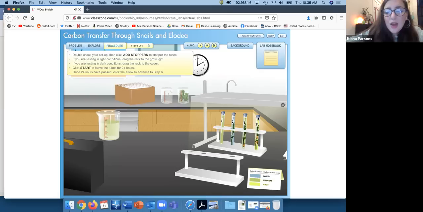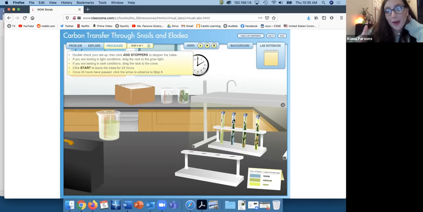So I added stoppers to the test tubes and clicked start, and 24 hours progressed, and under light conditions, we can see, so why did we put our test tubes under light conditions? Well, it's so that the elodea would be able to undergo photosynthesis, right? In order to undergo photosynthesis, plants need a source of light energy, which is usually the sun, but in this case is a grow light. And we can see here our test tube number 1, as we predicted, is still green because there's nothing in there, right? Except for the bromothymol blue solution, so there was no change.